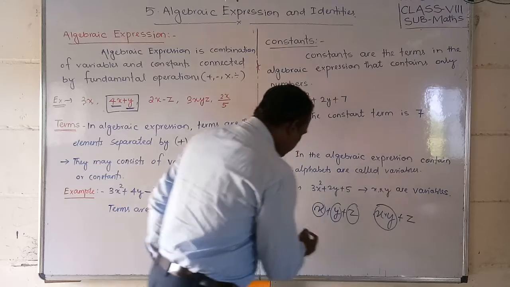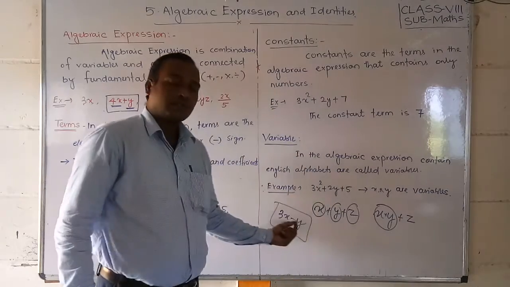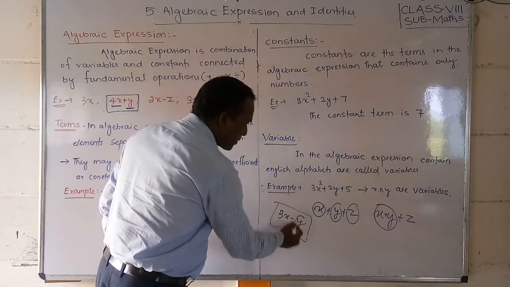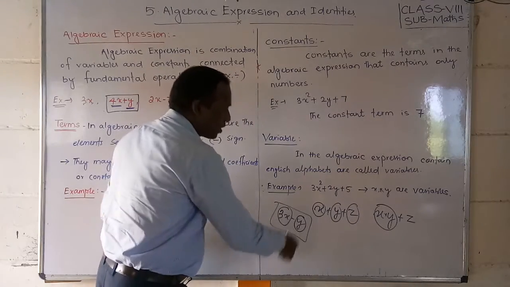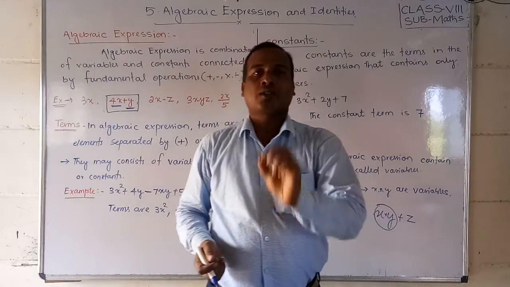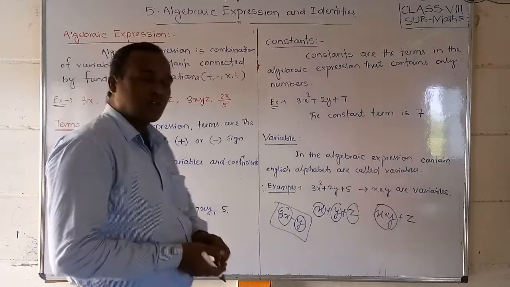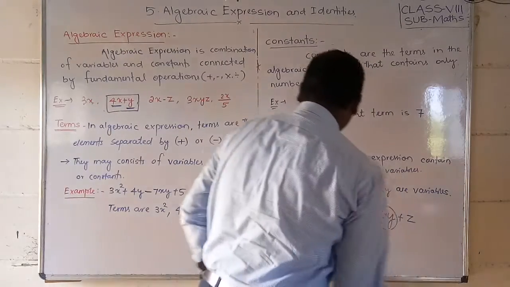If I am writing 3x minus y, how many terms are there, friends? Two terms. This is one term, this is also one term. That means the terms are separated by a plus sign or a minus sign. That is called terms. Okay.